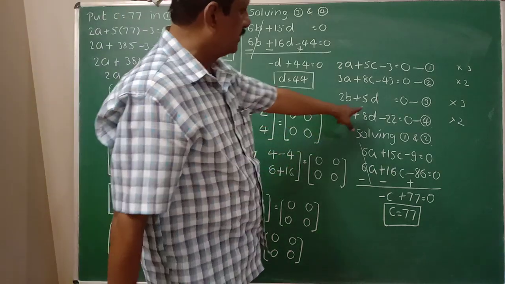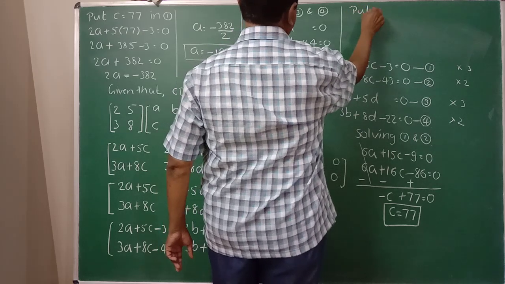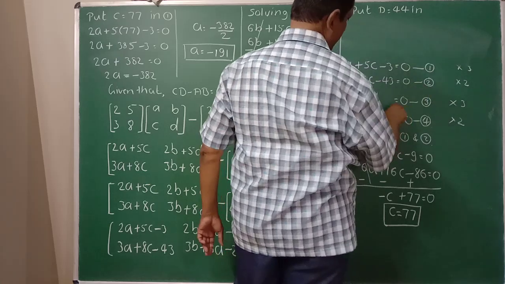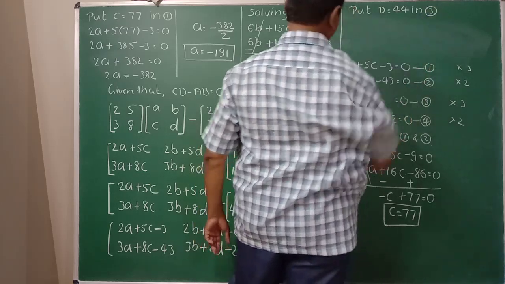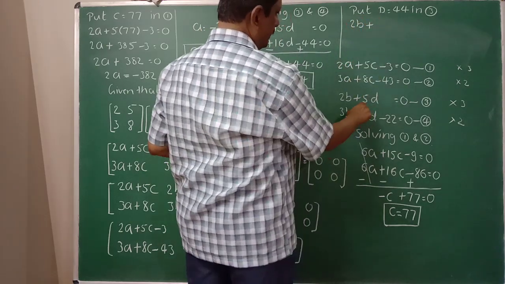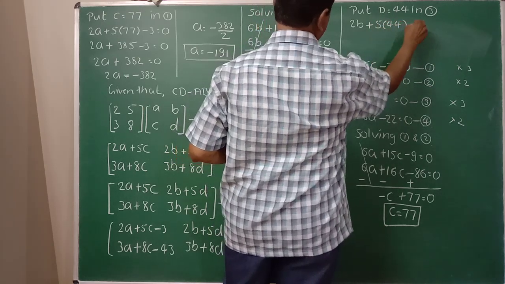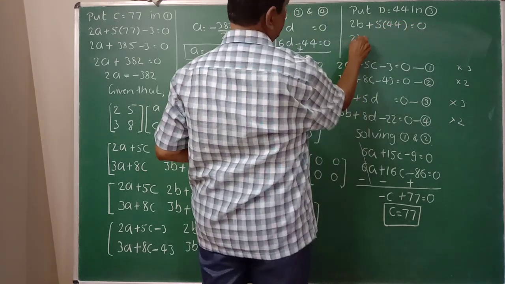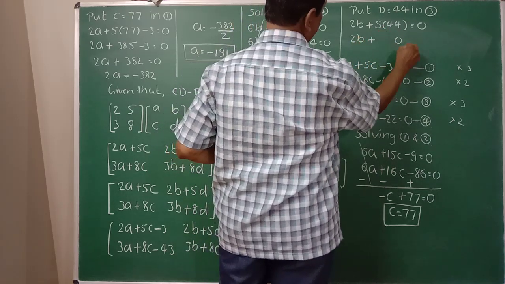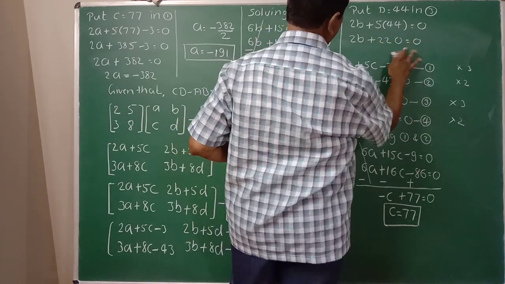Substitute d is equal to 44 in the equation 3. So 2b plus 5 into 44 is equal to 0. Hence 2b plus 44 into 5 here. 5 4s are 20, 5 4s are 20 plus 2 is 22, so 220 is equal to 0.